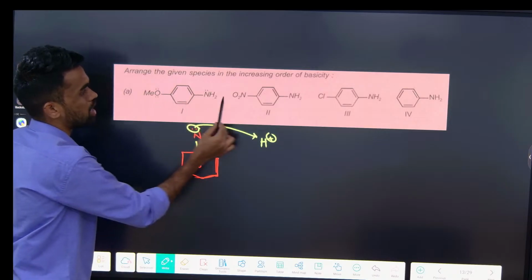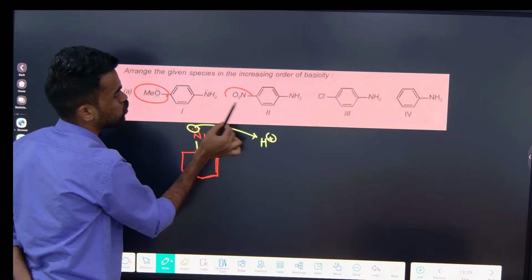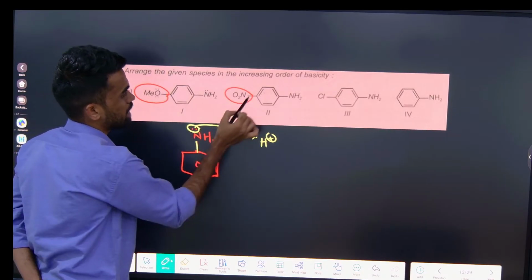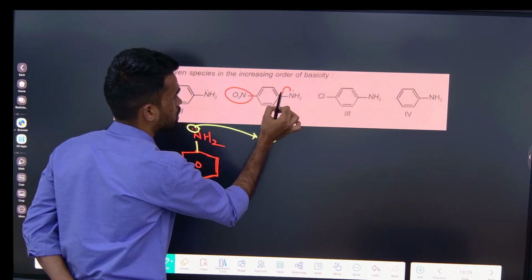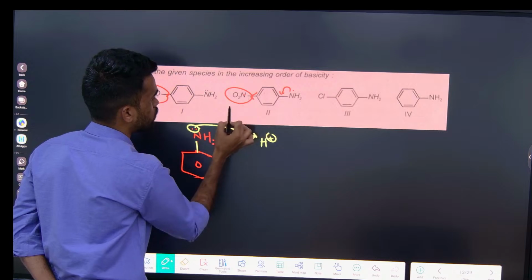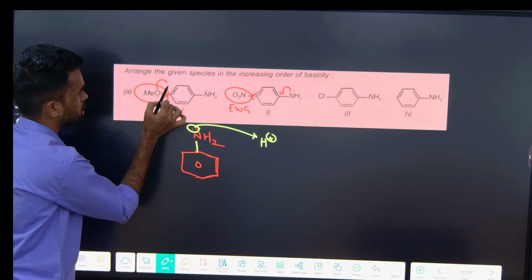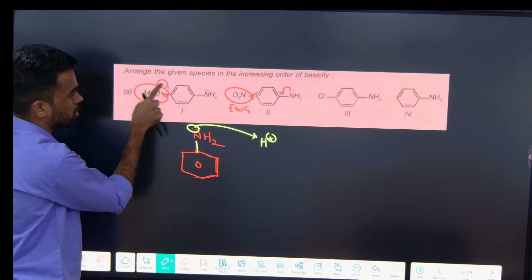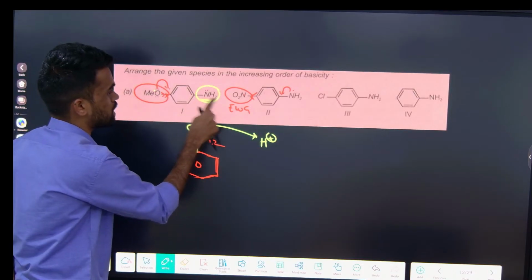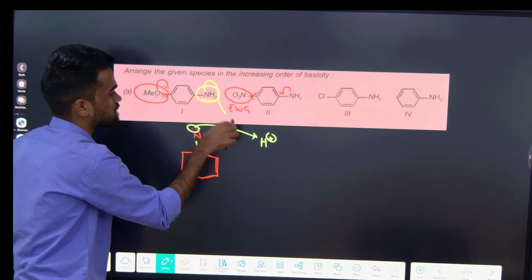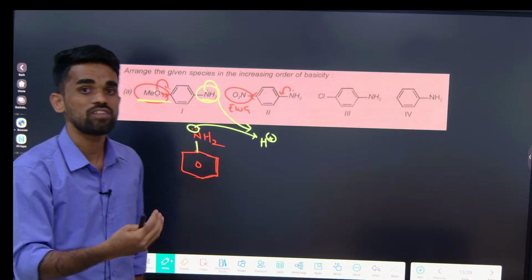Now if you see, all of them are anilines, but here we have a methoxy group and here a nitro group. The nitro group is an electron withdrawing group, so it will drag the lone pair electrons of the nitrogen of the aniline towards itself. But here you have an electron releasing group. It donates its electrons into the system, and that increases electron density on the nitrogen atom of the aniline, so that it will easily accept the proton. So whenever there is an electron releasing group, the basic nature of amines increases.